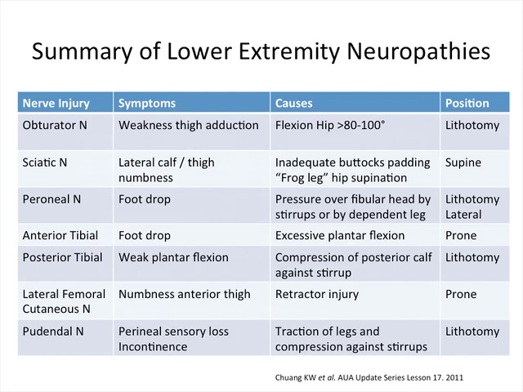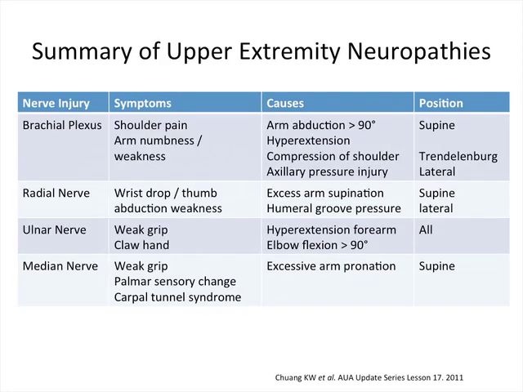So this is just a summary slide of the considerations and the positions that are at risk. This is available in the AUA update series, which is quite a good resource. I'll let you take a quick look at it. We've talked about a lot of them. Upper extremities being brachial plexus, radial nerve, ulnar nerve, and median being the main considerations.